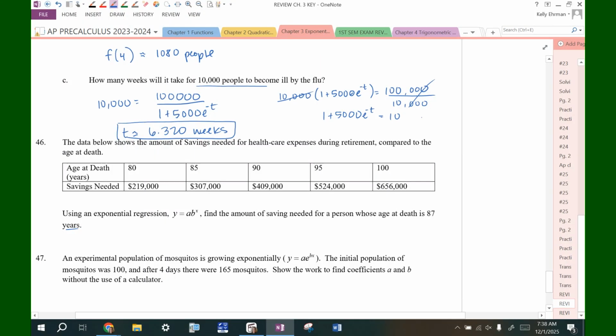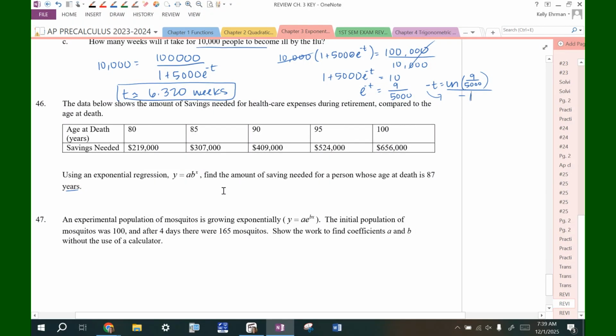Okay, now I'm just solving. Subtract 1 and divide by 5,000. So 10 minus 1 is 9, divided by 5,000. And then we're going to natural log both sides, and divide your answer by -1. And that should give you the same answer here.